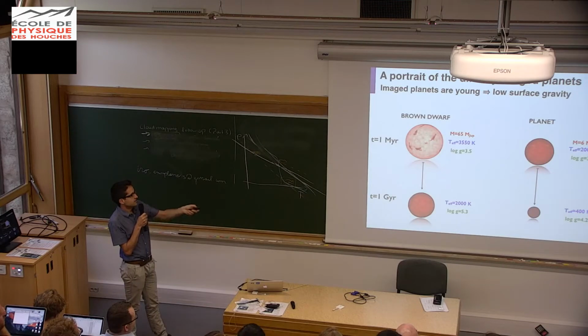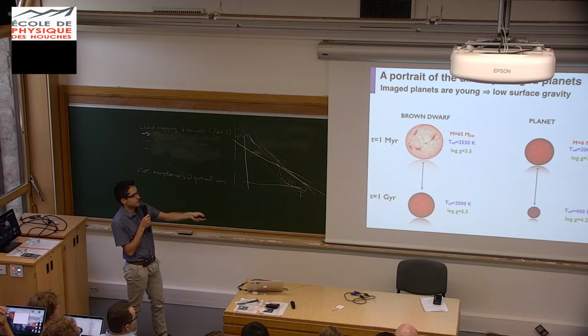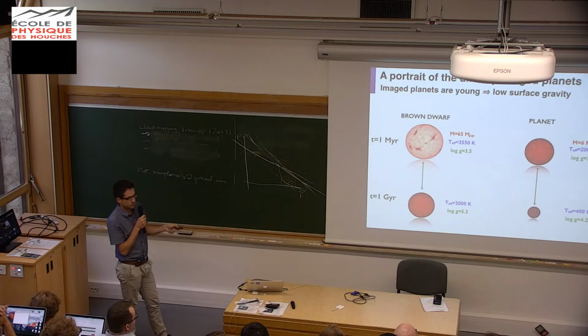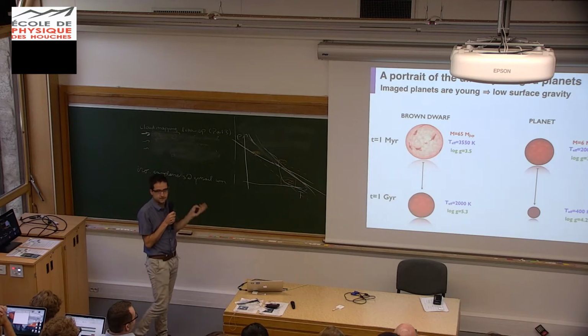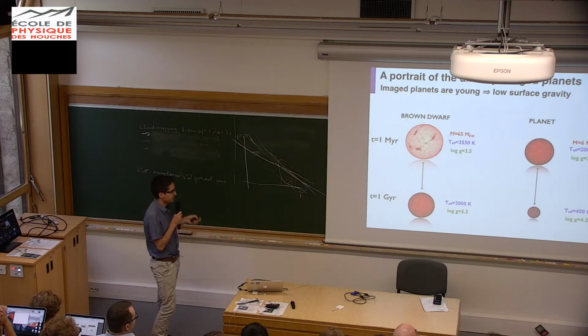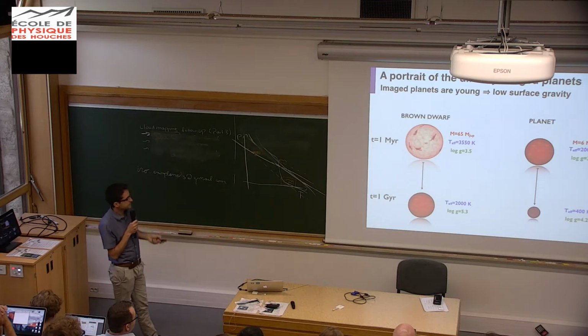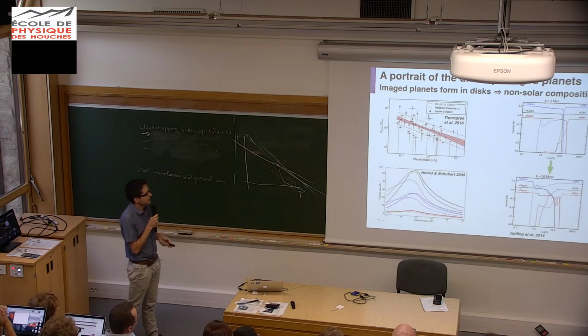And well, this means that the surface gravity of these young planets will be very low, in particular compared to the brown dwarfs that have been characterized for the last 20 to 30 years. And so this has some implication for the atmosphere. So the two classes of objects can share the same effective temperature, but the surface gravity will be fundamentally different. Okay? So I'm talking here about the vast majority of the brown dwarfs that have been studied thus far.